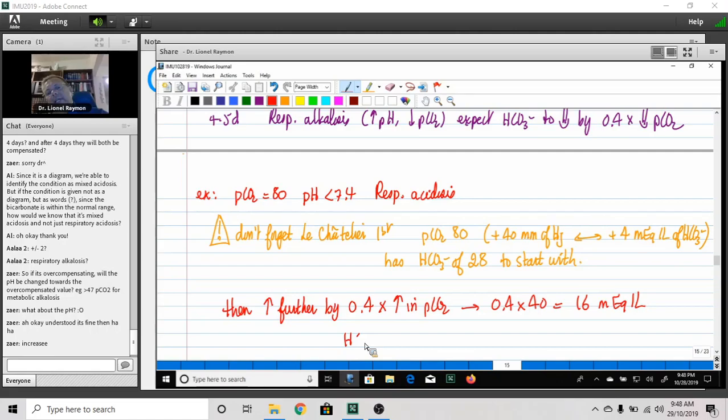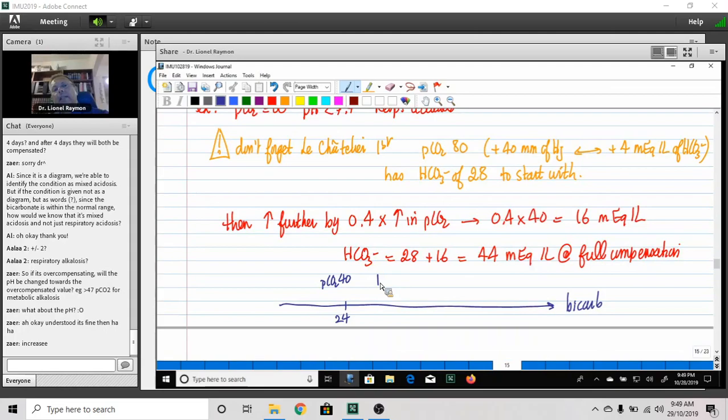So on this one, if this represents bicarb, I used to be 24 when PCO2 was 40. Then when PCO2 became 80, I became 28, and that is uncompensated. Then after 4-5 days, I'll go to 44, and that is full compensation. So anything between 28 and 44, that's a partial compensation.